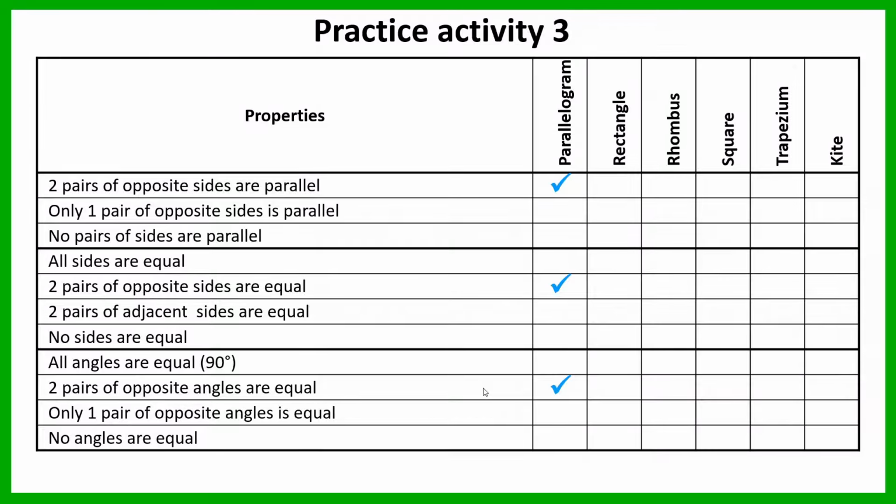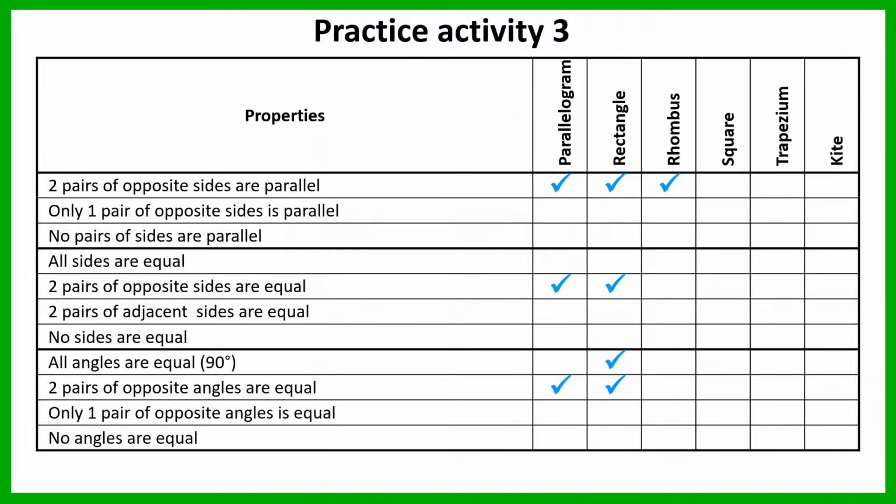Now looking at the rectangle, there are two pairs of opposite sides parallel as well. There are two pairs of opposite sides equal, and all of the angles are 90 degrees, and there are two pairs of opposite angles equal as well, because the opposite angles are still equal with all of them 90 degrees.